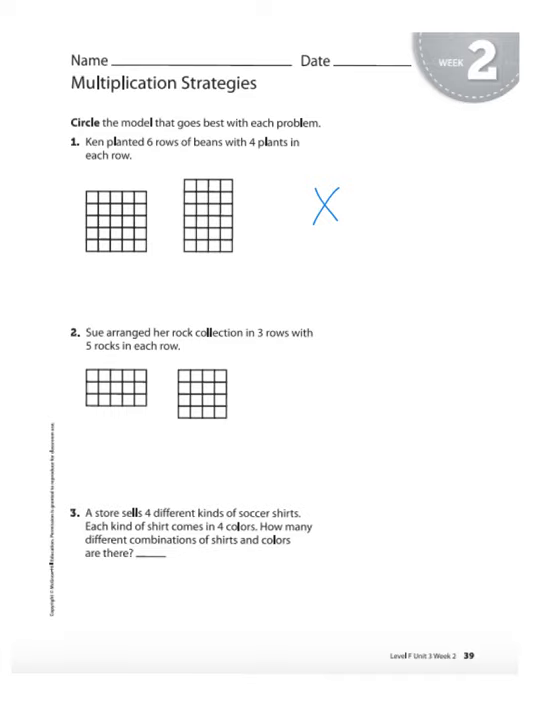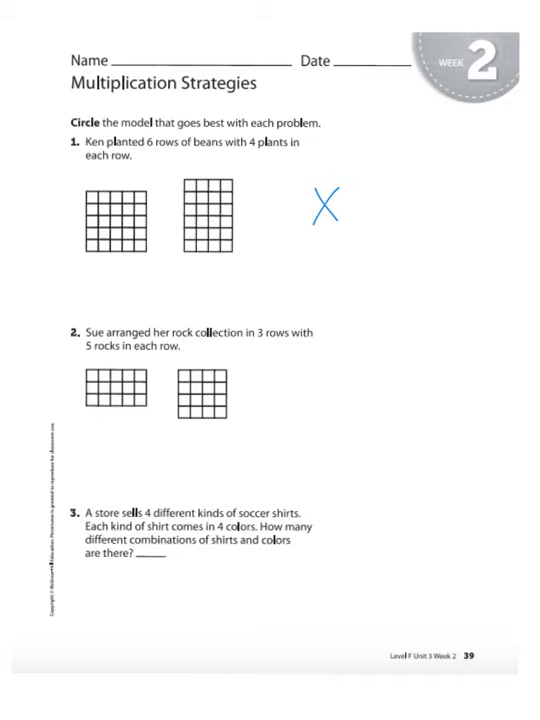Number 1 says, Ken planted 6 rows of beans with 4 plants in each row. So with these 2 pictures right here, which one represents 6 rows of beans with 4 plants in each row? So you're going to drag your X to the correct picture. So again, which picture shows 6 rows of beans and 4 plants?